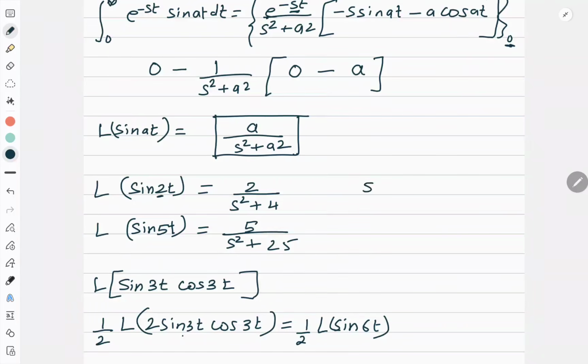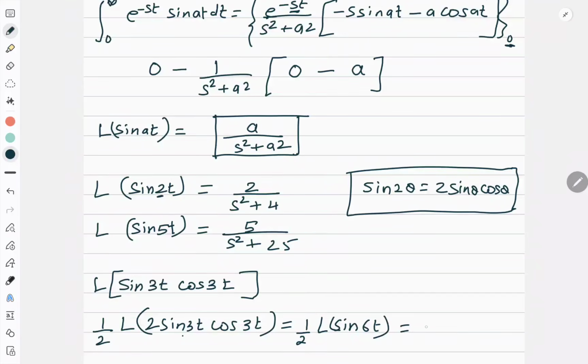I'll write down the formula. It is called the half angle formula. Sin 2 theta is equal to 2 sin theta cos theta. So this formula I have used. Correct. So the answer will become 6 by 2 upon s square plus 36, which is 3 upon s square plus 36.